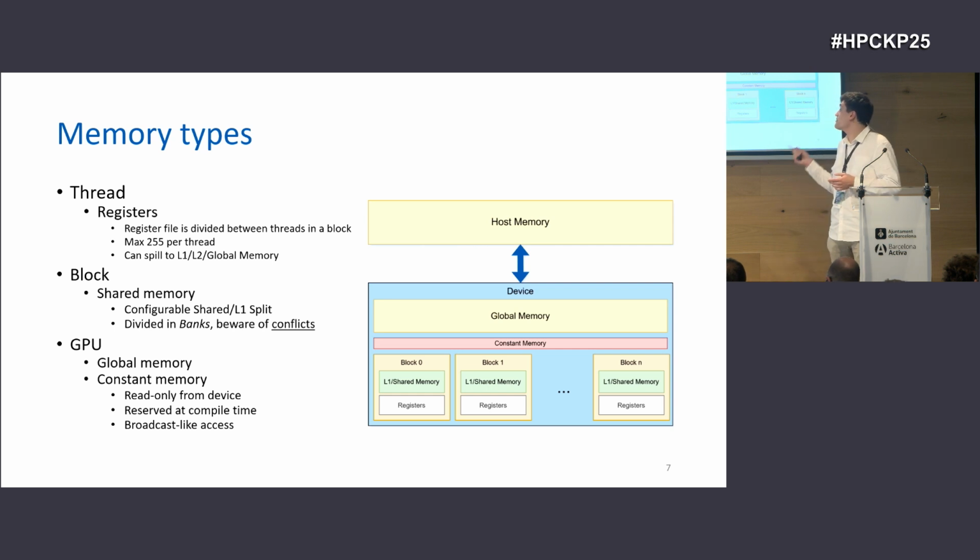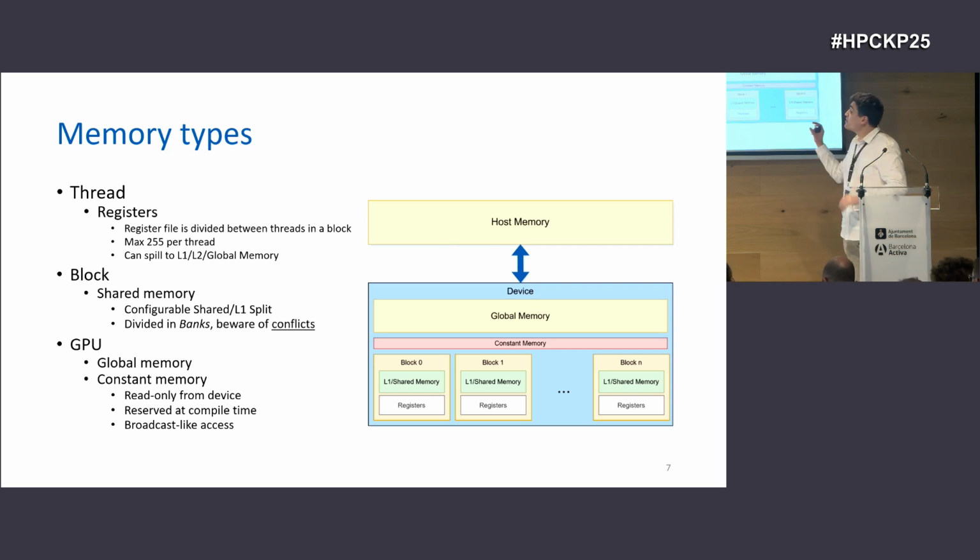At the block level, we have shared memory, which in modern architectures has a configurable split between level 1 and this shared memory. So as programmers, we can choose how much memory we want to allocate for each purpose. It is divided in banks, and this is important because as programmers, we want to access consecutive banks from consecutive threads. Otherwise, we can get into a bank conflict, which means that operations have to be serialized, so we lose performance. And finally, at the GPU level, we have global memory, which is the normal memory of the card. It is several gigabytes in size.